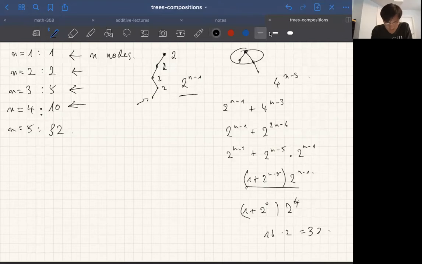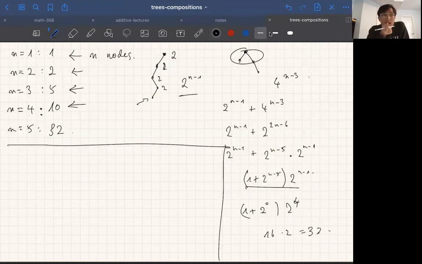So a composition of a number n is all the ways of writing n as a sum of positive integers. So for example, there's one composition of 1. It's just that. How many compositions of 2 are there? There's 1 plus 1, and there's 2.